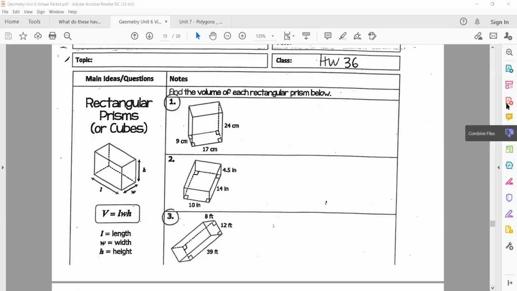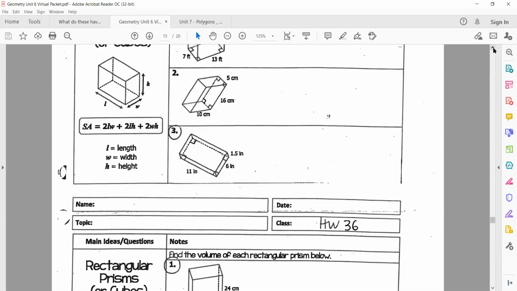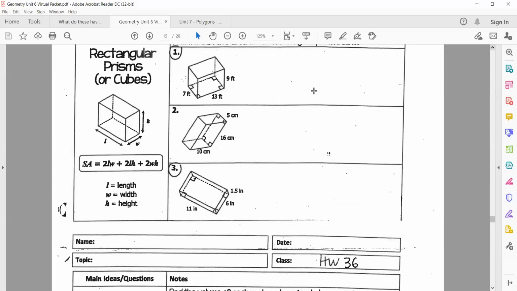So let's see here. Let's go back up and give you guys a chance to. Let's go ahead and try the surface area here on problem number 2, and I'll pause this, give you guys a couple minutes to try that. Is that number 2? Yeah, for surface area.